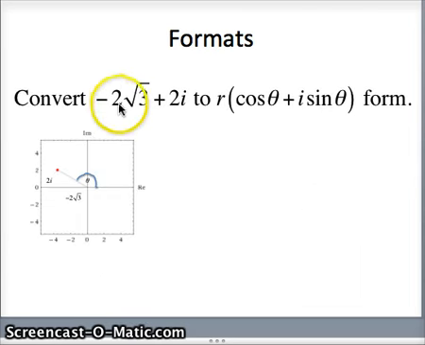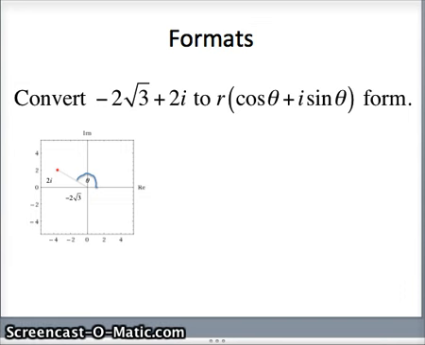We want to convert -2 root 3 plus 2i to r cos theta plus i times sine theta form. -2 root 3 this way, -2 root 3 in the x direction, in the real direction, and 2i, 2 in the imaginary direction. So this now is our complex number. r will be the length of this hypotenuse of this triangle, and theta is measured from the x-axis. Remember, that's how we are measuring theta, counterclockwise from the x-axis.